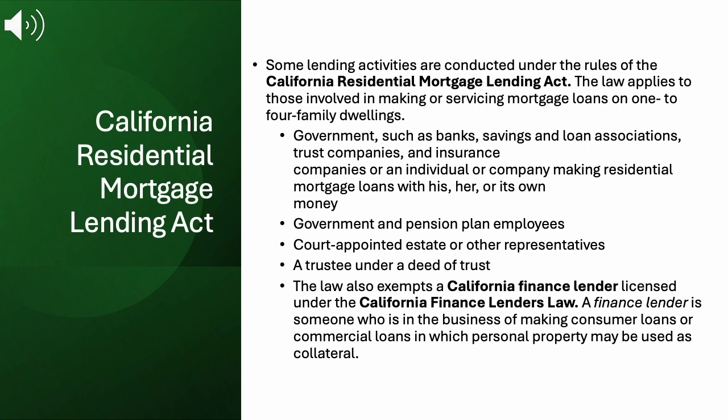Government and pension plan employees, court-appointed estate or other representatives, and a trustee under a deed of trust are also exempt. The law also exempts a California finance lender licensed under the California Finance Lenders Law. A finance lender is someone who is in the business of making consumer loans or commercial loans in which personal property may be used as collateral.